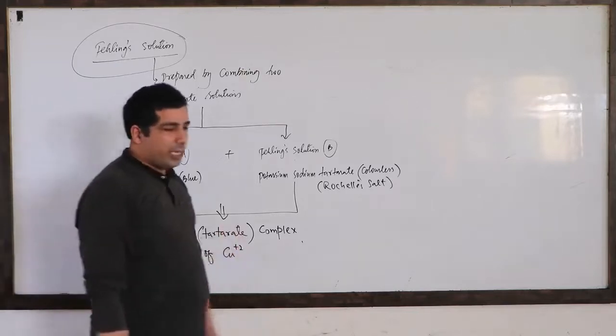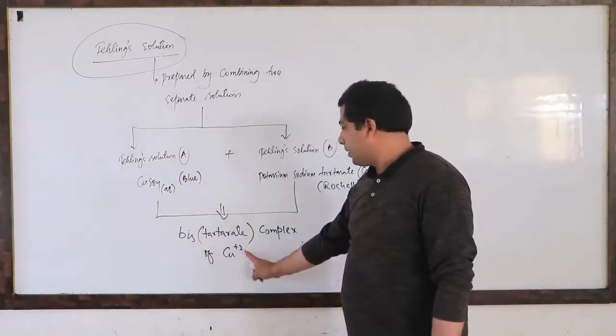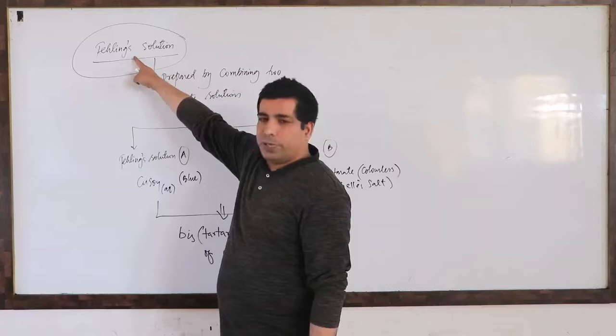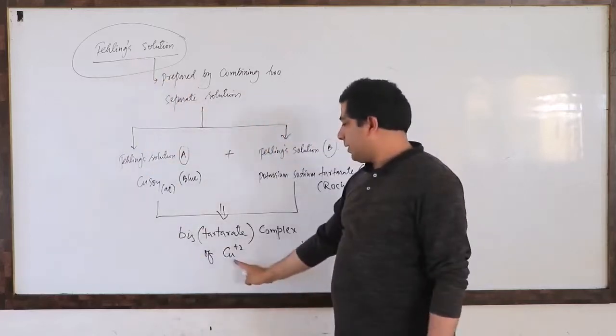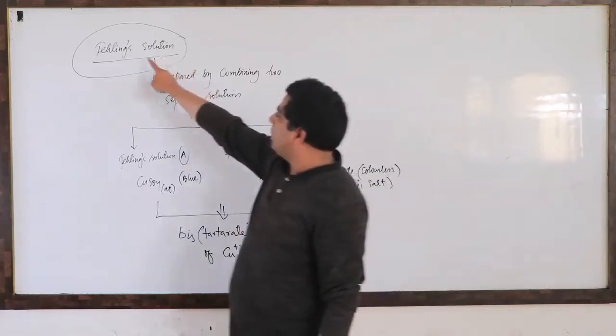Correct? So what is the role? Let us understand after that what is the role of this particular complex. And this complex is your Fehling solution. And remember, this complex contains copper plus 2 ions. So copper plus 2 ions are present in Fehling solution.